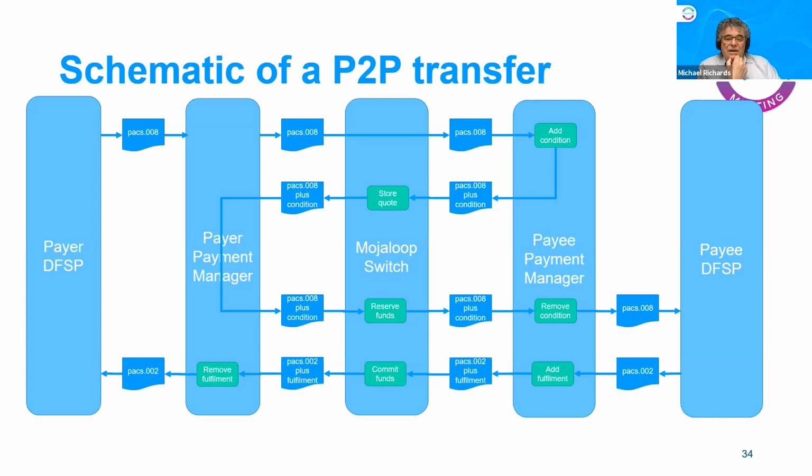The message goes on to the payee's payment manager, which removes the condition and sends the PAX 008 through to the payee DFSP. The payee DFSP generates a PAX 002, an acknowledgement. Its payment manager adds a fulfillment to it. The message with fulfillment goes back to the switch, which looks at it and says, okay, I recognize this, it's good, commits the funds, sends that to the payer payment manager, which removes the fulfillment, and then sends the PAX 002 minus fulfillment in its naked state back to the payer DFSP.